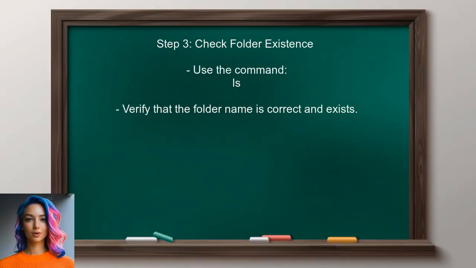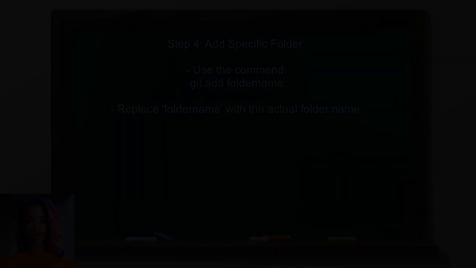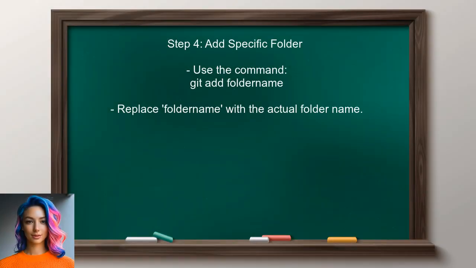If the user wants to add a specific folder, they should ensure that the folder name is correct and that it exists in the current directory. They can do this by listing the contents with ls. After confirming the folder's existence, the user can add it specifically by using git add followed by the folder name. For example, git add folder-name.